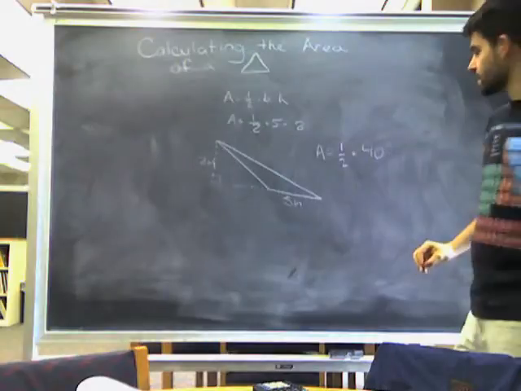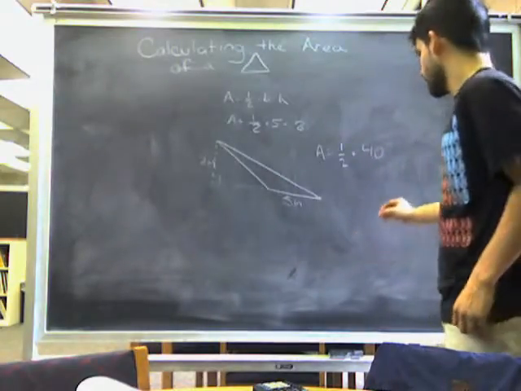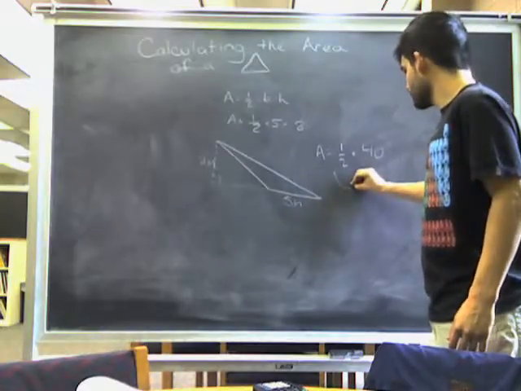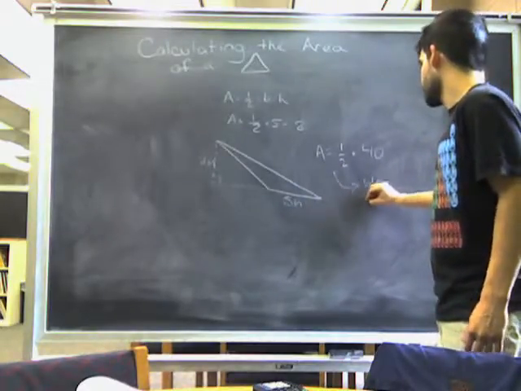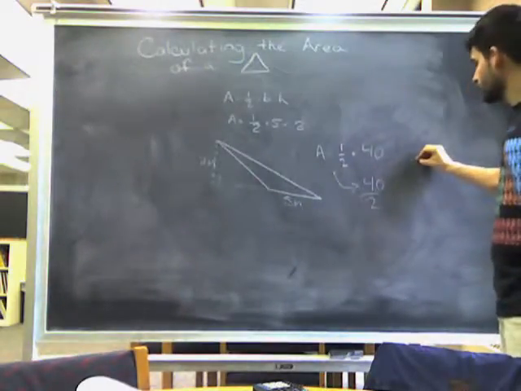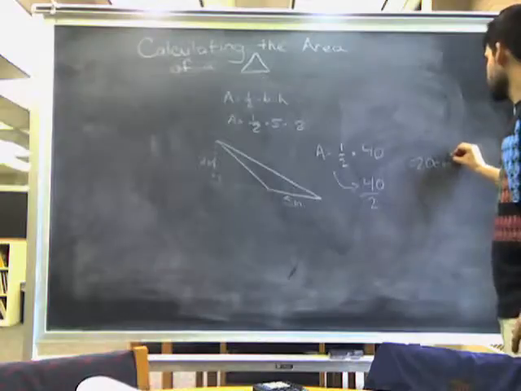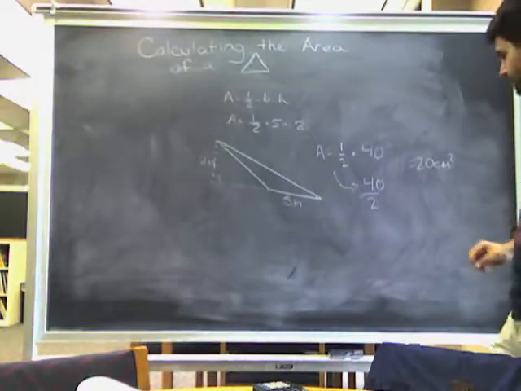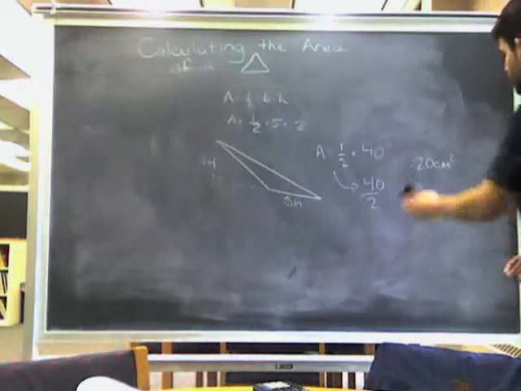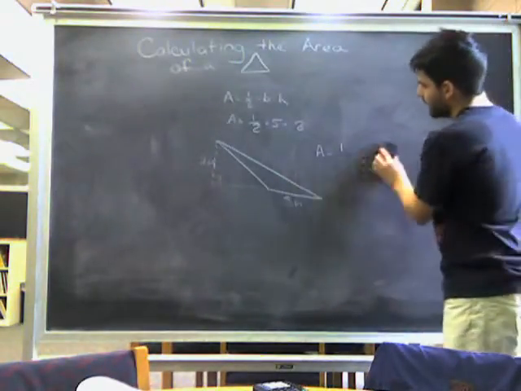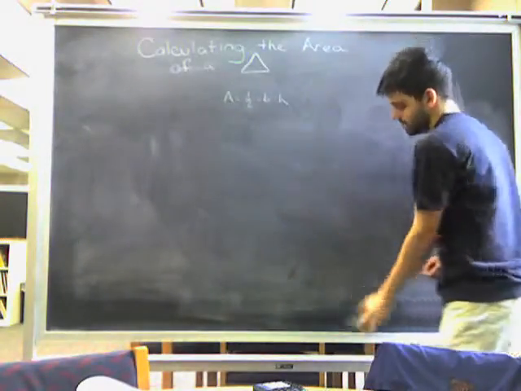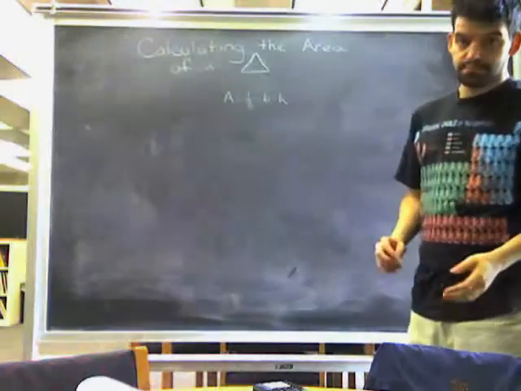And the reason I say that is because, again, there's two ways you can set it up. You can either do 1/2 times 40, or you can do 40 divided by 2. Okay? And when we do this, we will get 20 centimeters squared. Okay? Let's do one more example. But in this next example, what's going to happen is the area will be given to us, and we need to solve for the base.